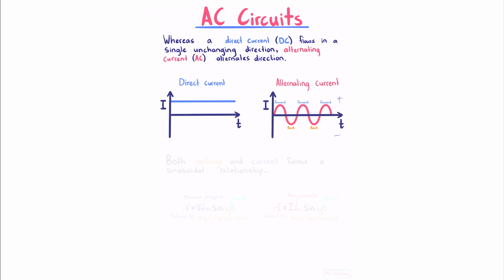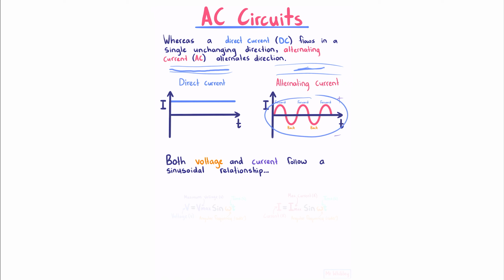And so if we had a wire and we had a direct current electron going through it, the path of that electron would be steady and wouldn't change. However, for alternating current, if we were to look at an individual electron, the path of that electron is going to go back and forwards and back and forwards. Both voltage and current follow a sinusoidal relationship, where sinusoidal refers to this pattern here.